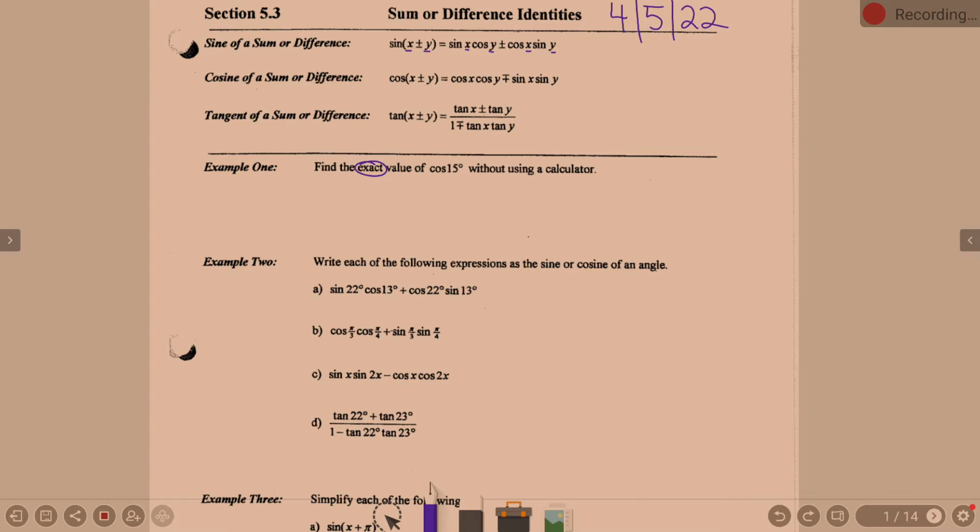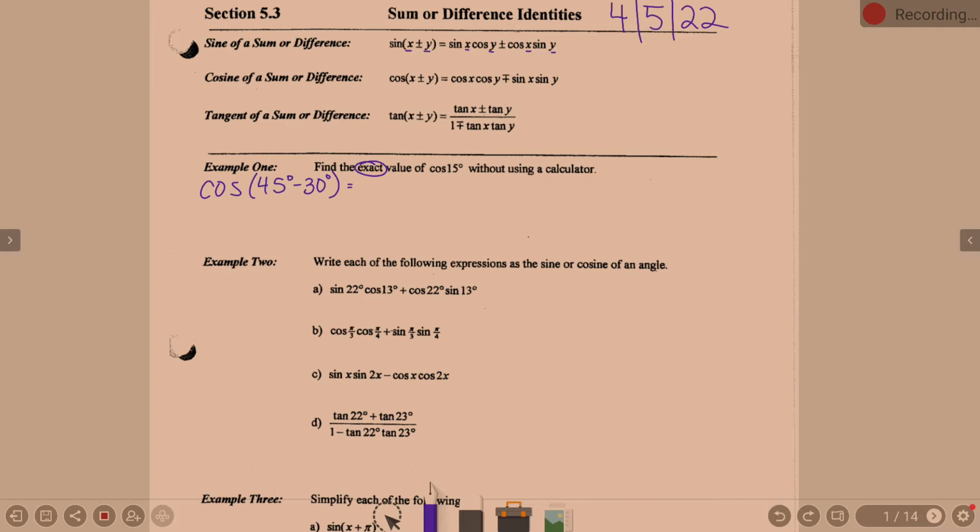Okay. Now, honestly, you can use either or. I tend to just go with 45 minus 30 because that's the one you guys usually see first. So I'm going to take cosine of 15 degrees, and I'm going to rewrite it. Cosine of 15 degrees is equivalent to cosine of 45 degrees minus 30 degrees. Correct? I've just rewritten cosine of 15 as cosine of 45 minus 30.